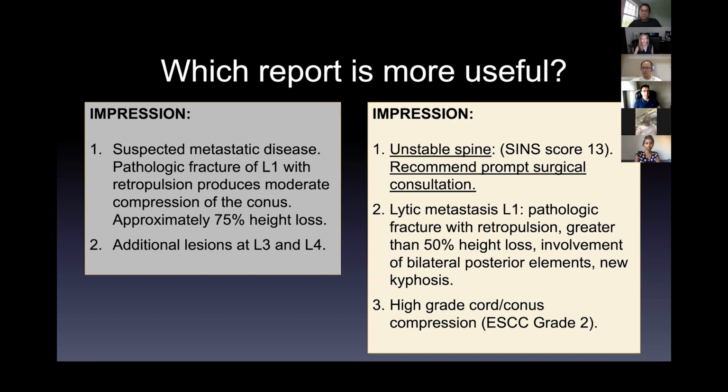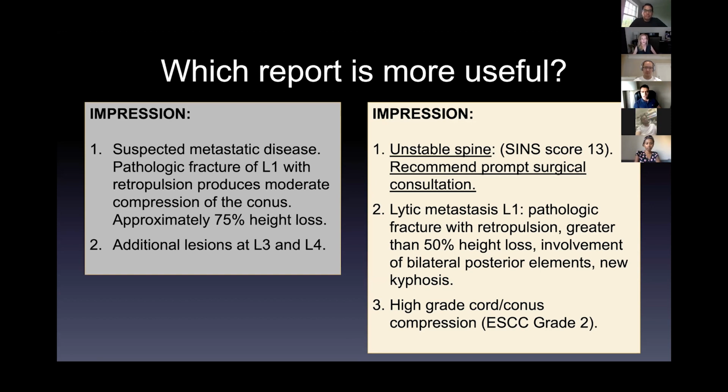It's not very common to see that in a report, so that's really outstanding if we actually see that as part of the report as well. We also use the NOMS criteria. I know Dr. Bilski was very instrumental in developing that over at Memorial Sloan Kettering.